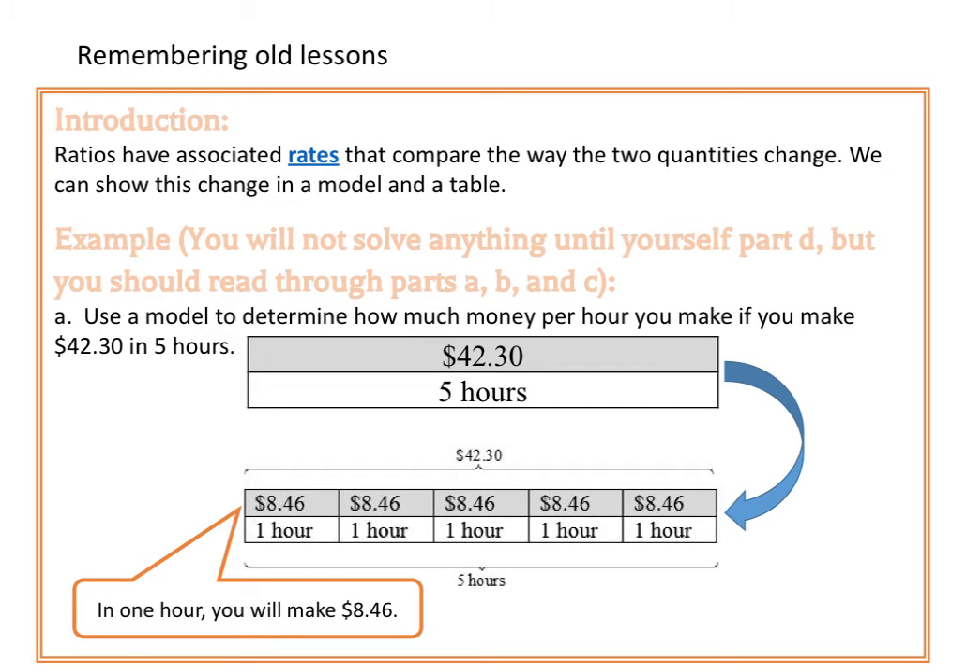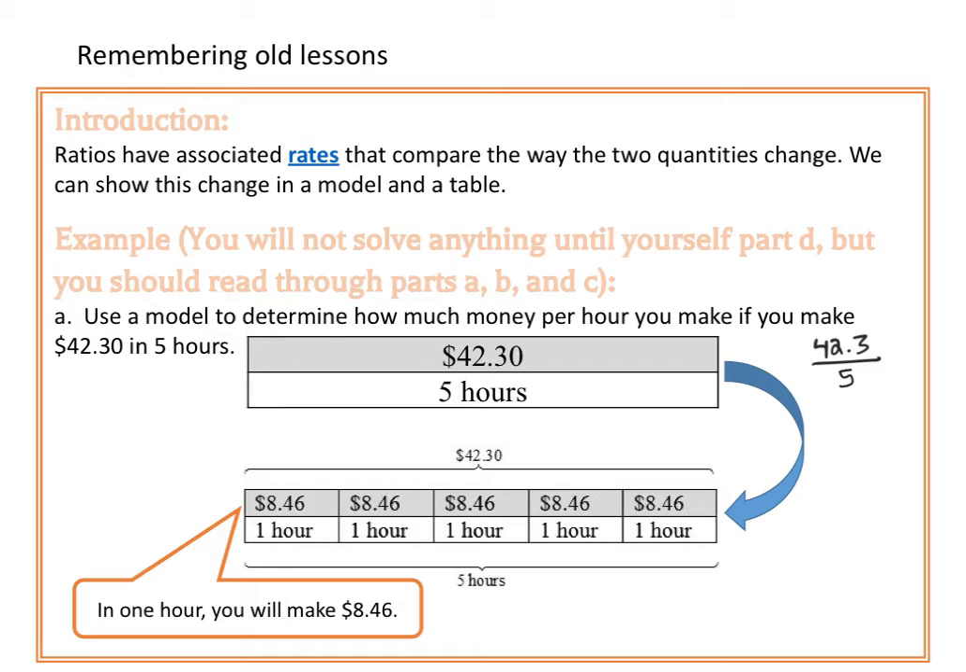So the first few pages, there isn't really any work for you to do on them, but we were more taking a look back at some old lessons and some different ways of looking at unit rates and part to whole relationships. Like we could see in this example, if we earn $42.30 in 5 hours, we might look at that as a fraction of 42.3 divided by 5.